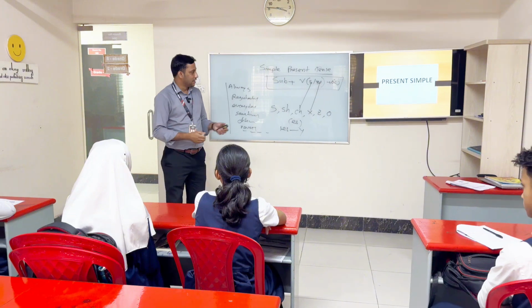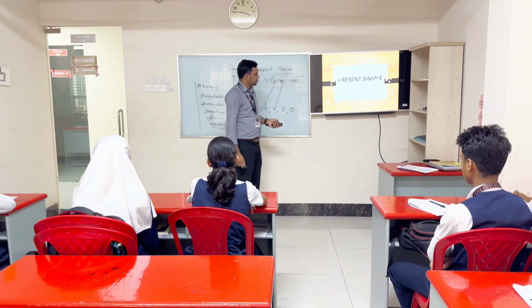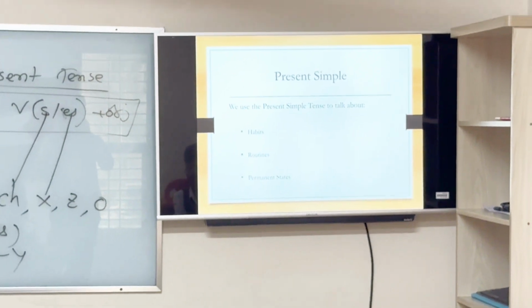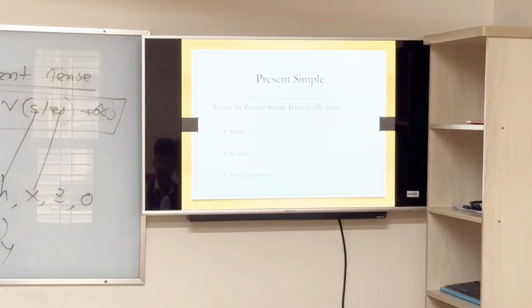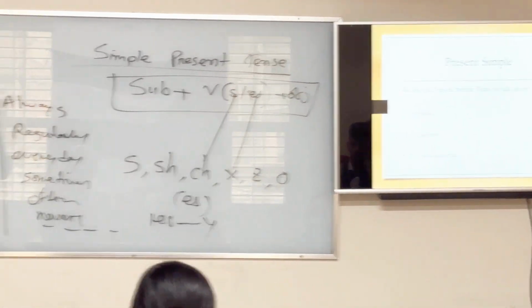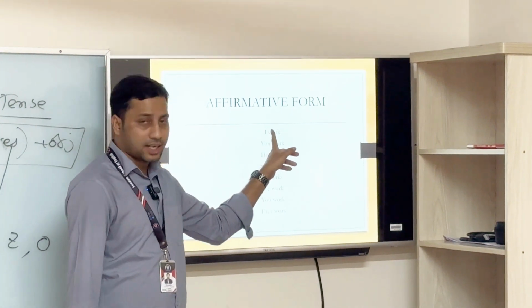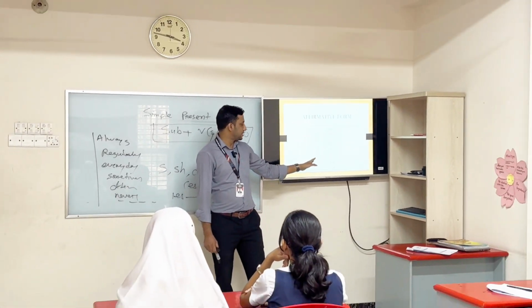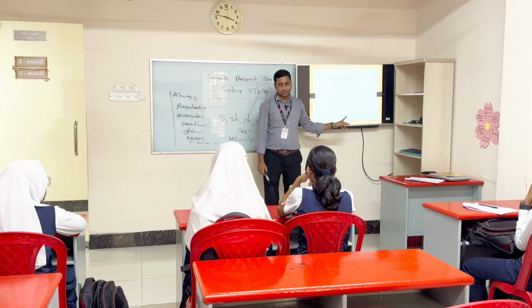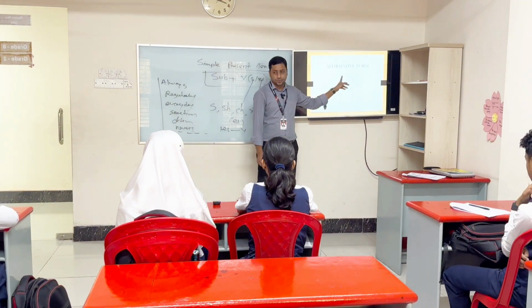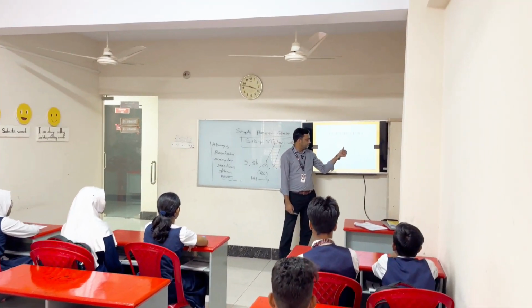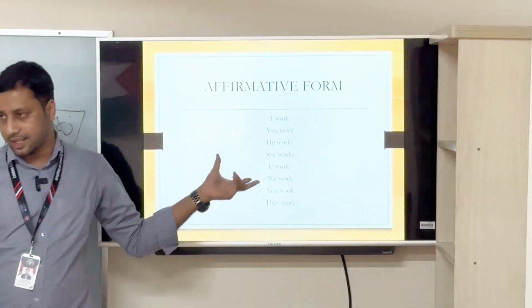You understand that? Okay, if you look at the screen here, you will understand that we use present simple tense to talk about habits, routines and permanent states. So work is the verb here. If you make sentences with every pronoun, you know that we can change any noun with these pronouns, right? Only he, she and it takes s with the verb.